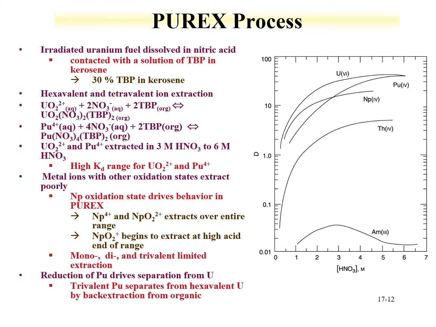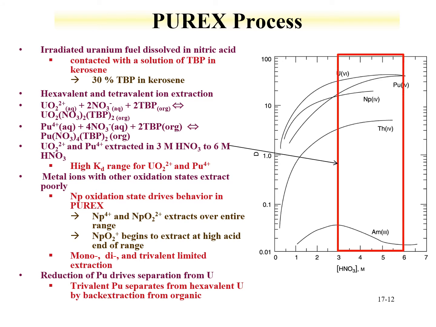So the uranyl and plutonium are extracted generally from 3 to 6 molar nitric acid. They both have high distribution coefficients, as shown here. The data that was shown earlier for the extraction of metal ions in tributyl phosphate as a function of nitric acid concentration: you see in this experiment, in this range of 3 to 6 molar nitric acid, uranium is high, plutonium is high, neptunium-4 was high, thorium-4 would be high, americium-3 would be low.